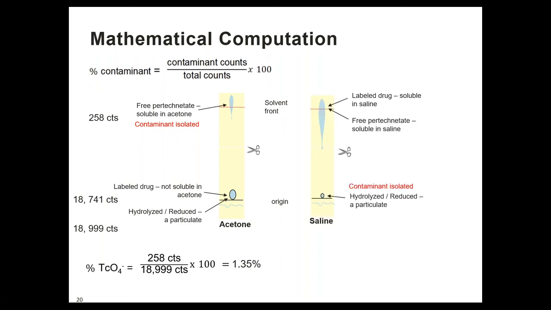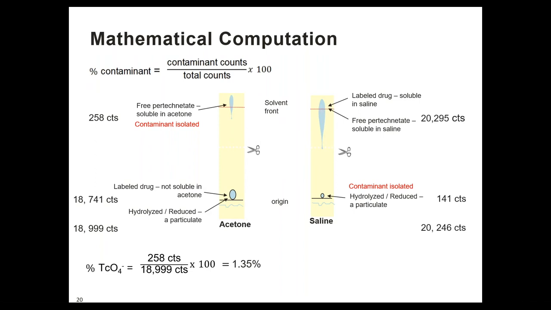The other strip was a saline strip. Same process, a drop of drug, put it in the developing chamber. Saline climbs up that page by capillary action. Hydrolyzed reduced never moves. It's a particulate, rocks don't roll uphill. Pertechnetate and MDP both climb to the top of the page. So now we can separate and quantify our hydrolyzed reduced at the bottom of the page.